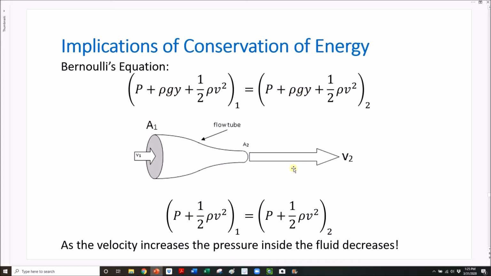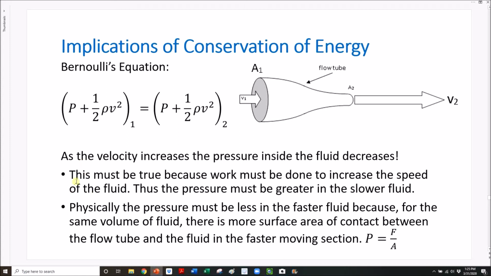Now look, we know from continuity that the velocity at location 2 must be larger. So that means the velocity over here is smaller. So that means the pressure on this side must be larger. So as the velocity in the fluid increases, the pressure inside the fluid must decrease. This must be true. There's a couple of reasons why we can explain it to be true. First of all, in order for this fluid to increase in velocity, there has to be work done on this side, pushing it in more than the work on this side, pushing it back. So therefore, there must be a net work, higher pressure on this side, to speed the fluid up.